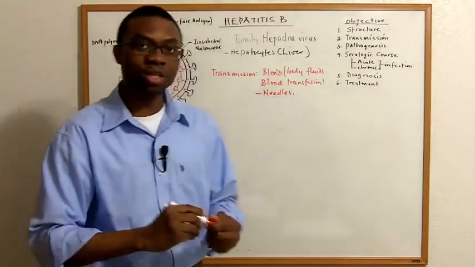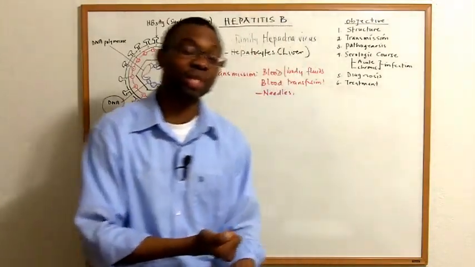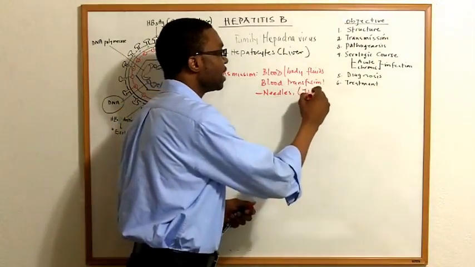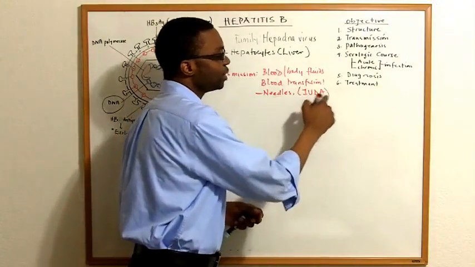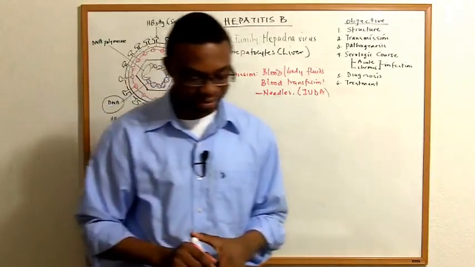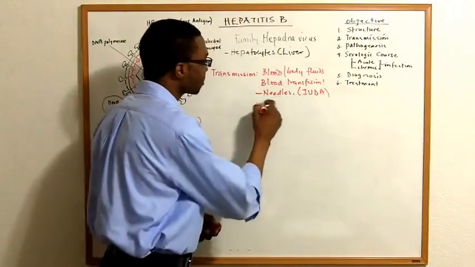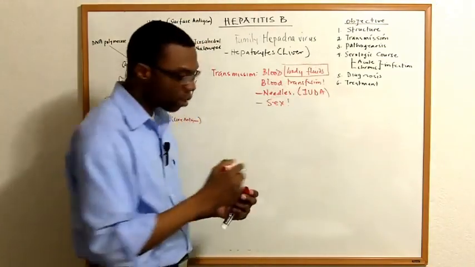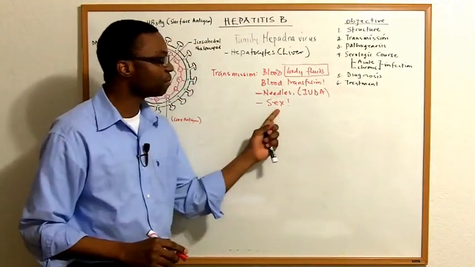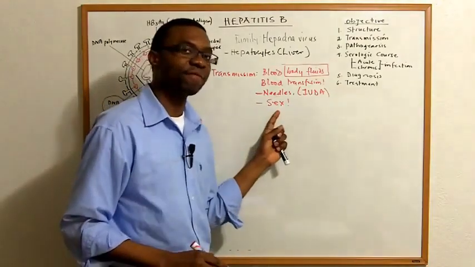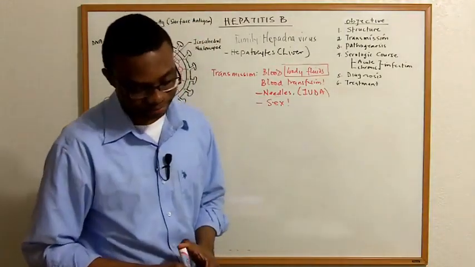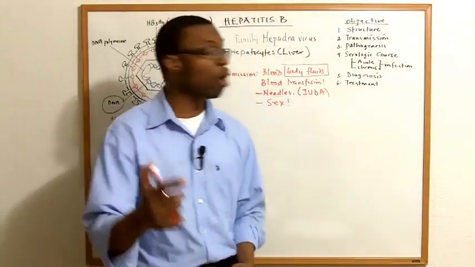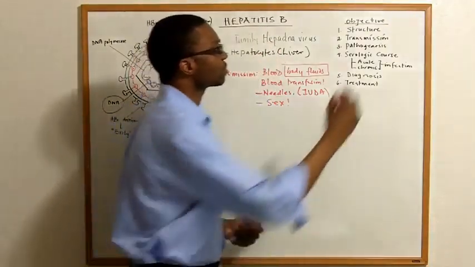People that do IV drug abuse, right? They share needles. If somebody has hepatitis B and you share the same needles, they can get infected. IV drug abuse, IVDA. Also sex, right? Because you can exchange body fluids during sexual activity, patients can actually get infected through sex. So, that is how you get transmission of hepatitis B.